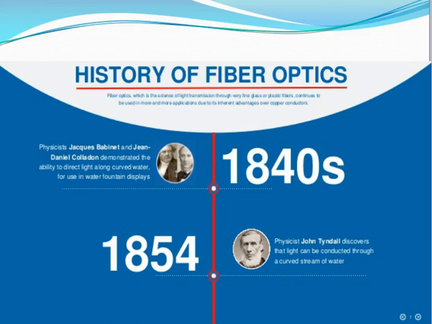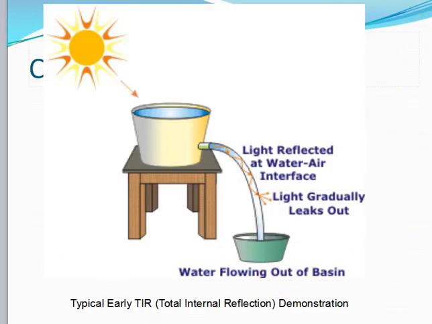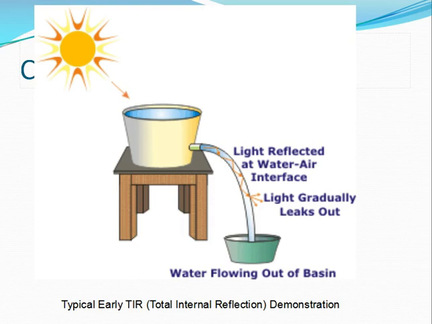We can see that in the 1840s, two physicists demonstrated the ability to direct light along a curved stream of water. This technology has been used in water fountain displays. Okay, in 1854, John Tyndall discovered that light can be conducted through a curved stream of water. So this is the experiment that has always been associated with John Tyndall.